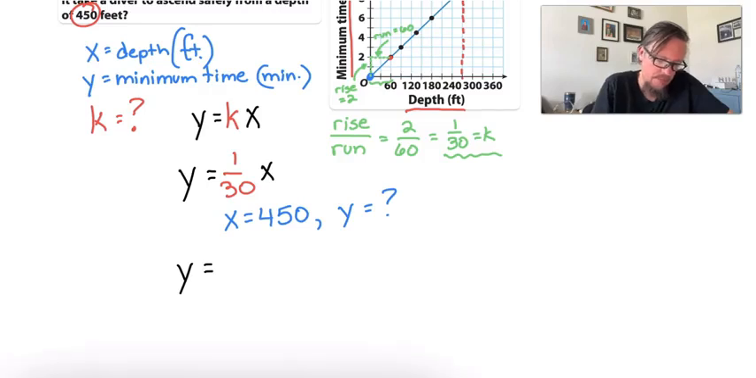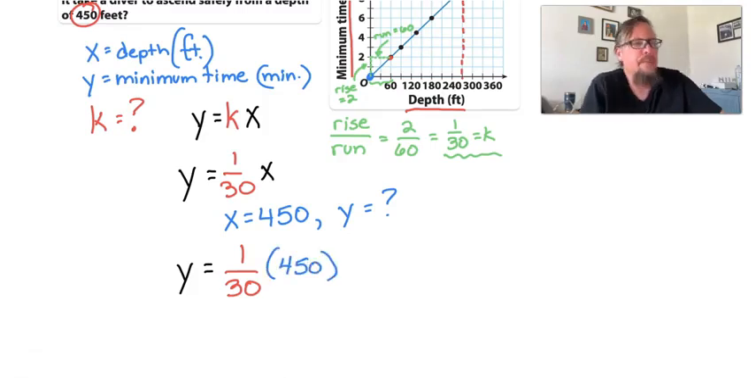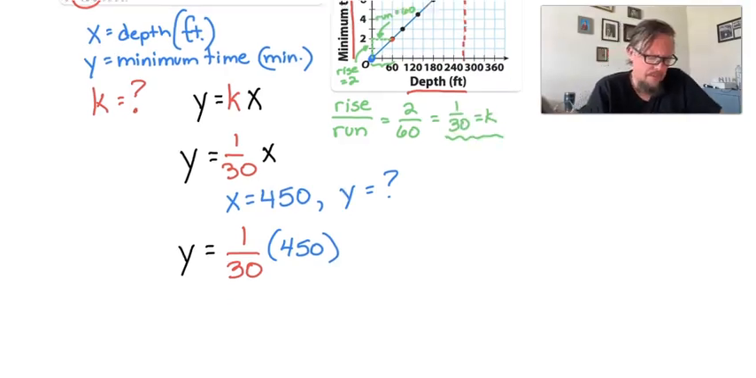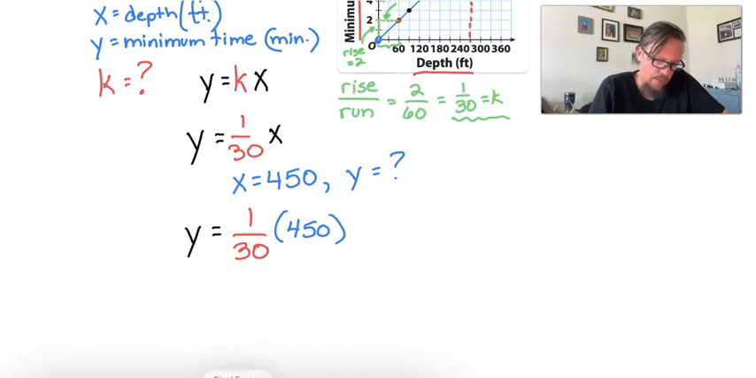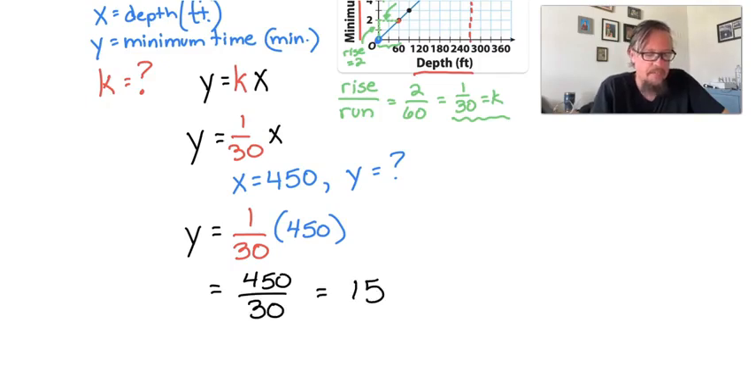So y equals 1 over 30, and then instead of x, we're going to put 450. So we want to do 1/30th times 450, or if we just multiplied those together, it's the same thing as 450 divided by 30. And 450 divided by 30 is 15. It's the same thing as 45 divided by 3, 15. 15 what? 15 minutes, because our y is measured in minutes.